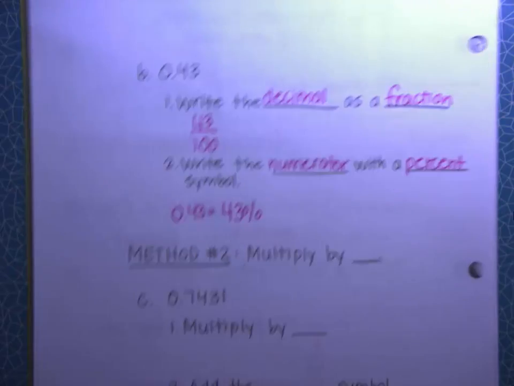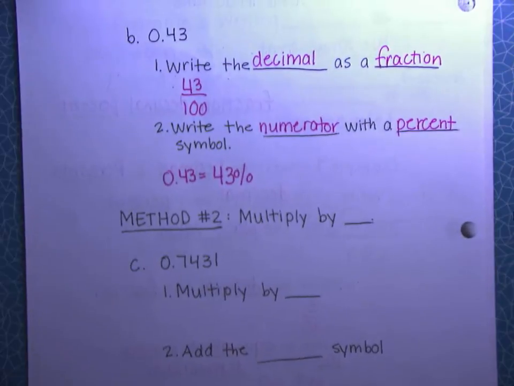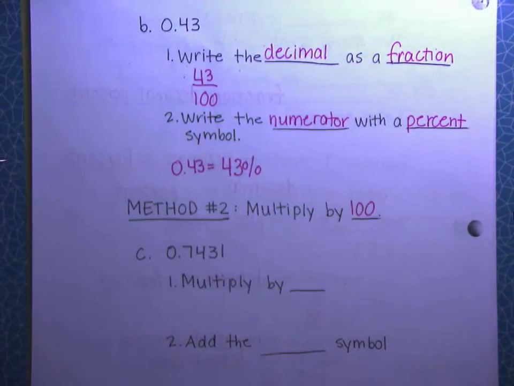All right, so now let's look at our second method. And honestly, this one might be my preferred method. I think this is the one that I tend to use more. It just is a little bit easier for me. So in this one, all we're going to be doing is multiplying by 100.